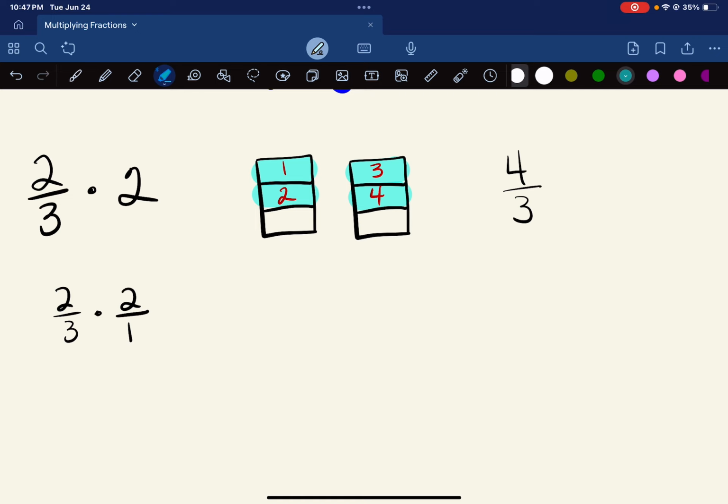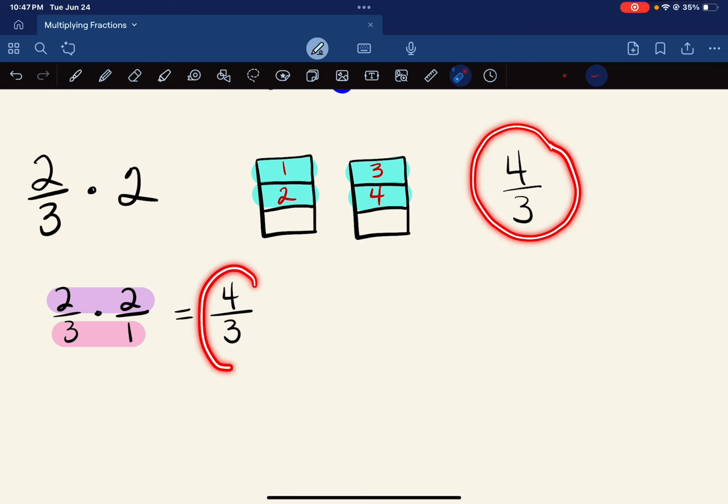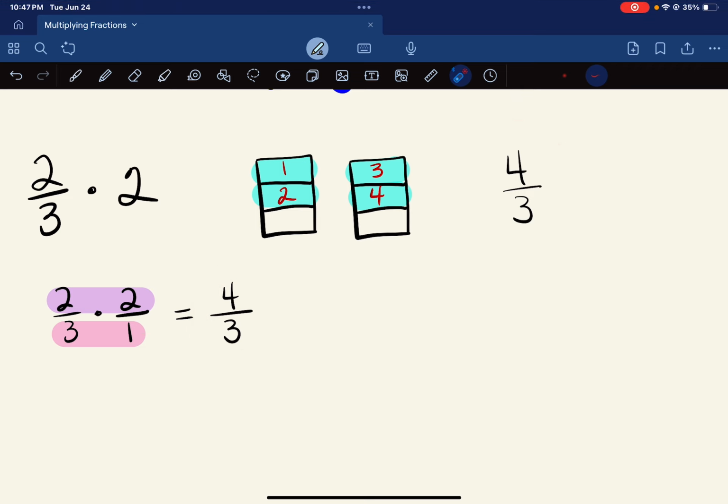Now, why did I do that? Anytime that you are multiplying fractions, you are going to multiply numerator times numerator, denominator times denominator, every single time. And what does that give us? Well, 2 times 2 is 4, 3 times 1 is 3. So whether we do this problem geometrically or arithmetically, either way, we're going to get 4/3.